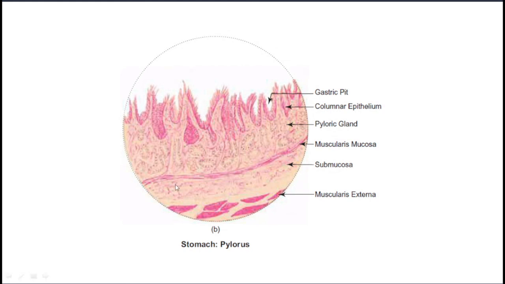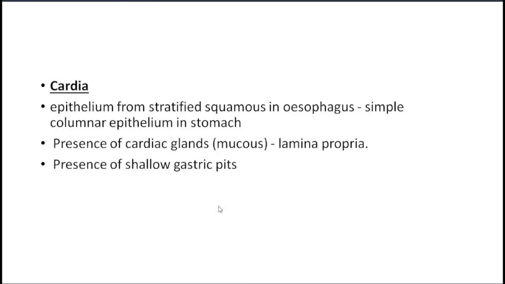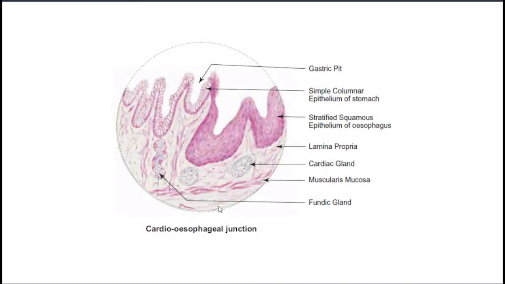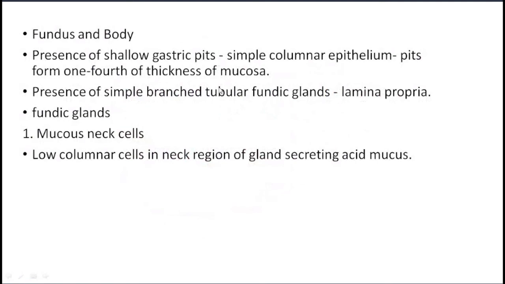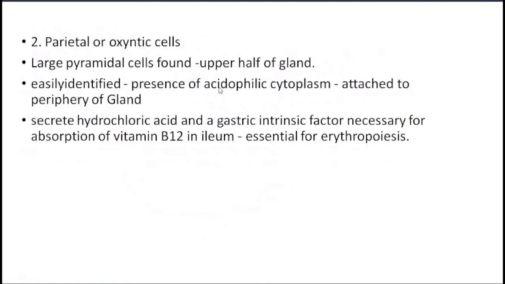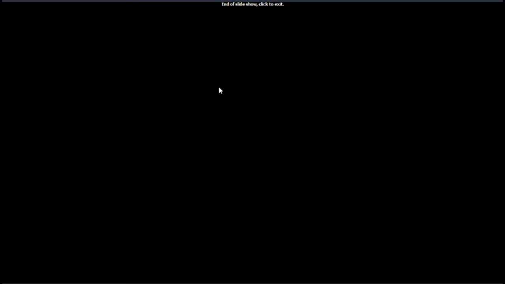The muscularis mucosa is the same, the mucosa is the same, and this is the muscularis externa. Here again the additional oblique layer is seen, in addition to the inner circular and outer longitudinal layers. Here you can see the cardioesophageal junction. So this is all about the histology of the esophagus and the stomach.